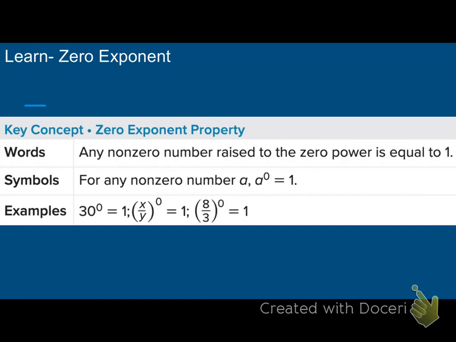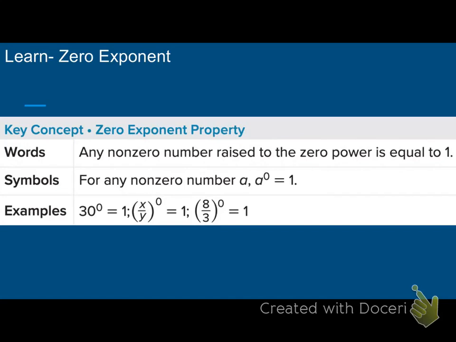So, examples. If I've got 30 to the 0 power, it's 1. Even if I have a quotient, the whole thing raised to the 0 power, it's just 1. A fraction raised to the 0 power, it's just 1. Even if I get a really big number, 5,272,894 raised to the 0 power, it's 1. Okay? We okay with that?